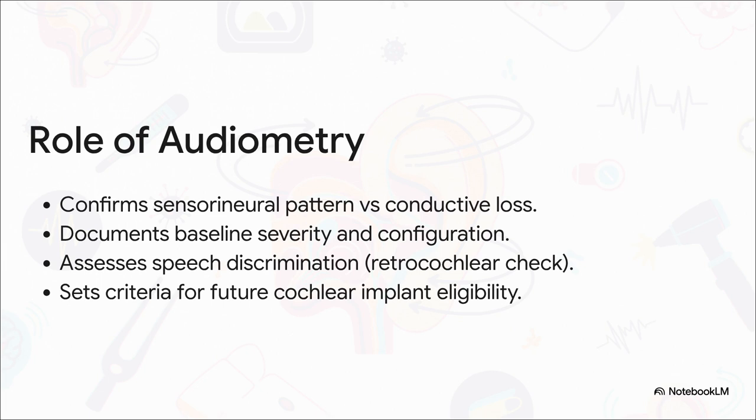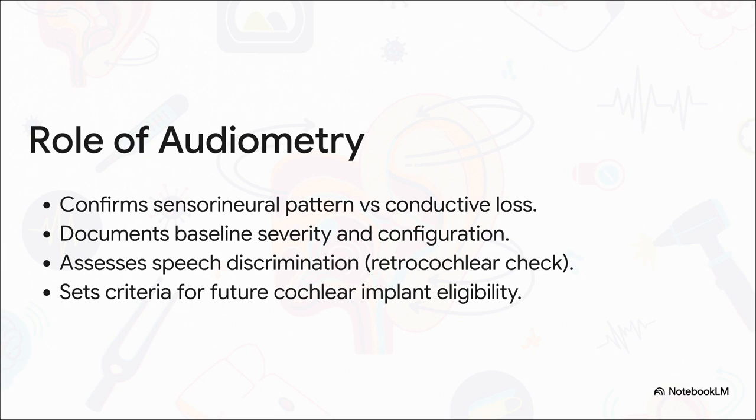Why? Well, first, it confirms we're actually dealing with a sensorineural pattern and not just a conductive loss from something in the middle ear. Second, it documents the acute severity and frequency configuration of the loss. But here is the kicker. It assesses speech discrimination. If a patient has decent pure tone thresholds but markedly impaired speech discrimination, that disproportionate loss points towards spiral ganglion neuron injury, basically retrocochlear pathology.